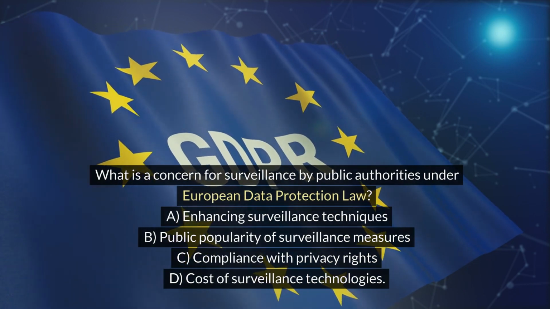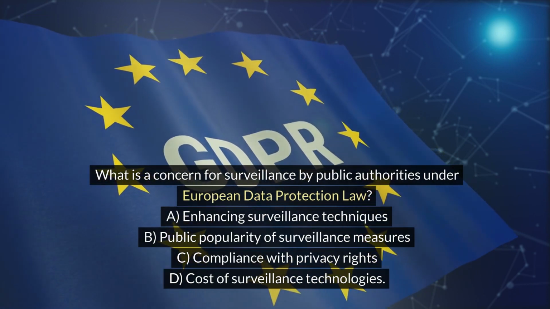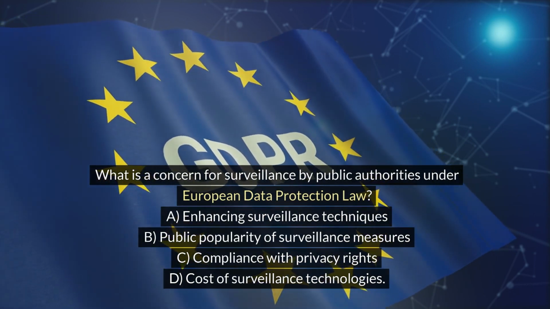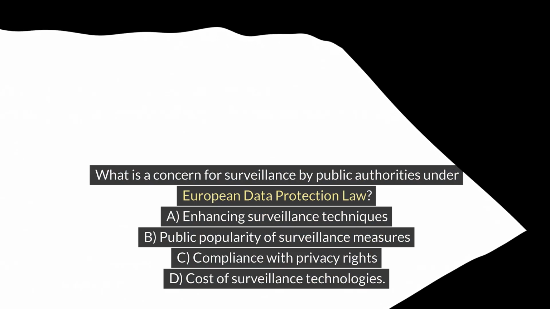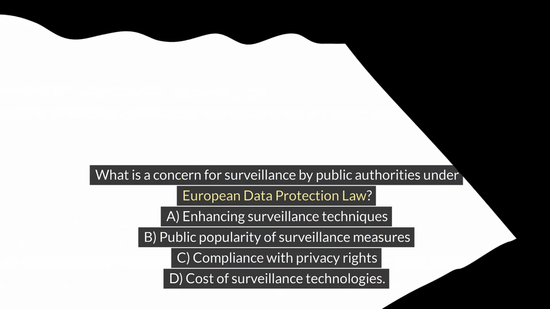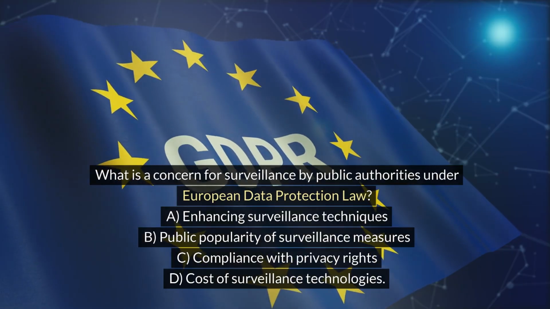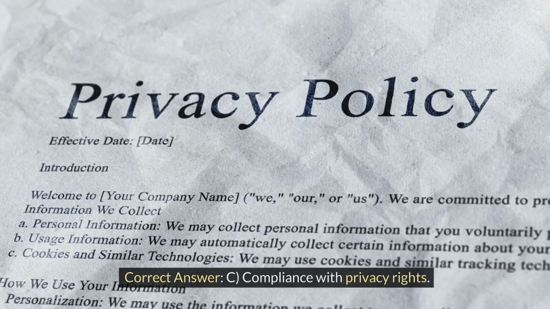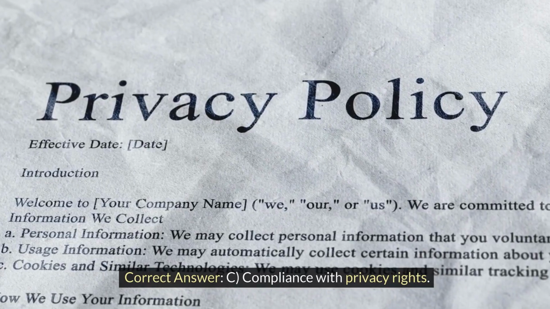What is a concern for surveillance by public authorities under European data protection law? A. Enhancing surveillance techniques. B. Public popularity of surveillance measures. C. Compliance with privacy rights. D. Cost of surveillance technologies. Correct answer: C. Compliance with privacy rights.